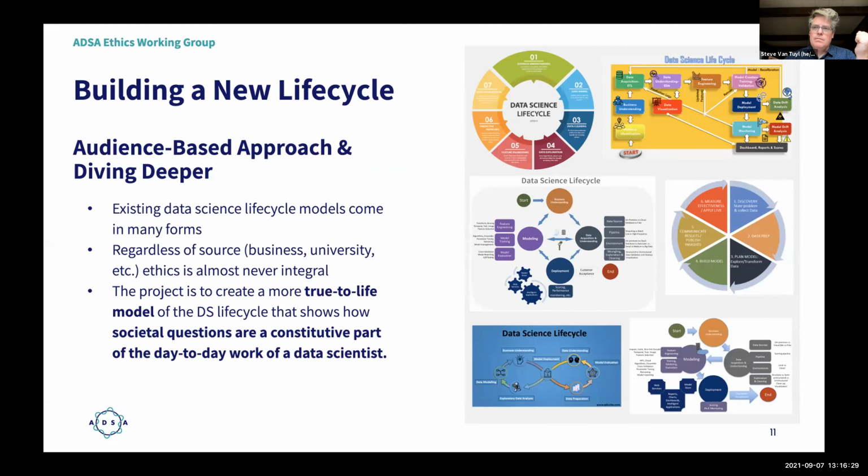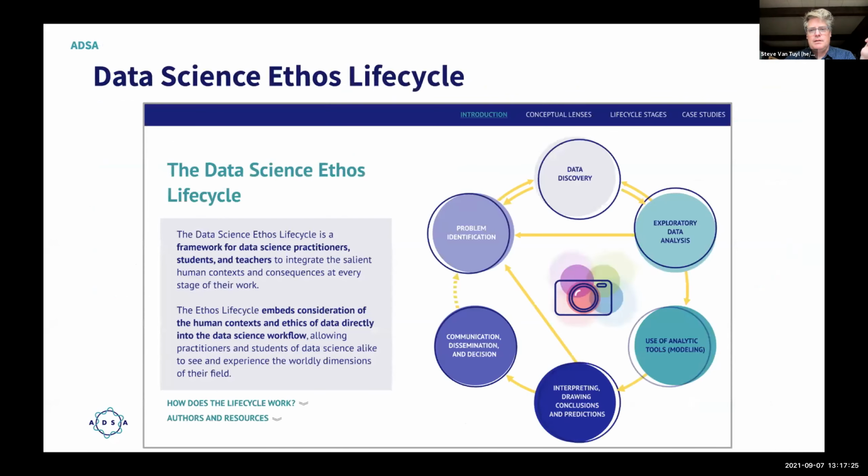Why the life cycle, right? As with what we were seeing in data science curriculum, we were seeing these representations of how to do data science with life cycle diagrams and documents, and almost none of these data science life cycles discuss ethics in any kind of integrated way, or some of them don't discuss ethics at all. And so we were seeing that this life cycle as a model is important to data scientists and data science education. And we wanted to adopt a life cycle like this and try to create a more true to life model of the data science life cycle that shows how societal questions are a constitutive part of the day-to-day work of a data scientist, right? That you need to think about these things at every stage as you're going along.